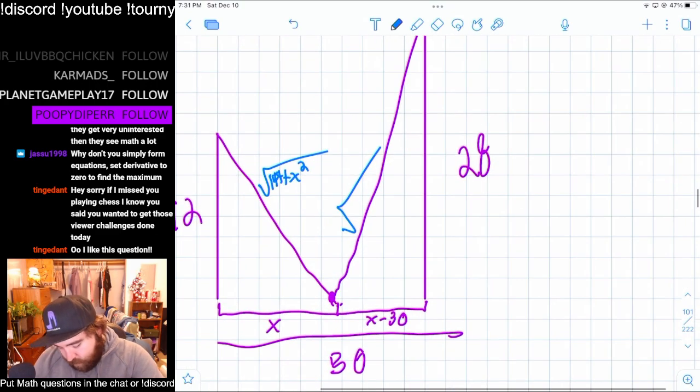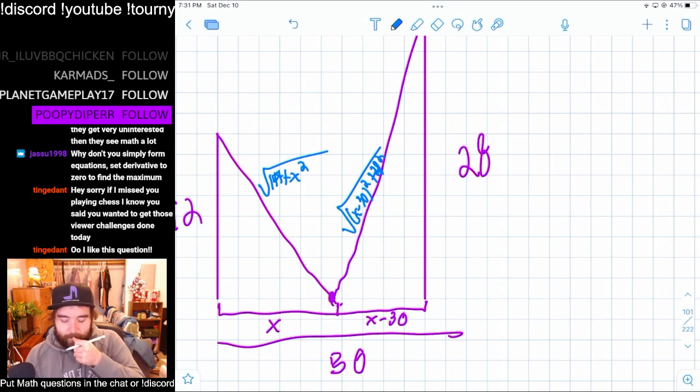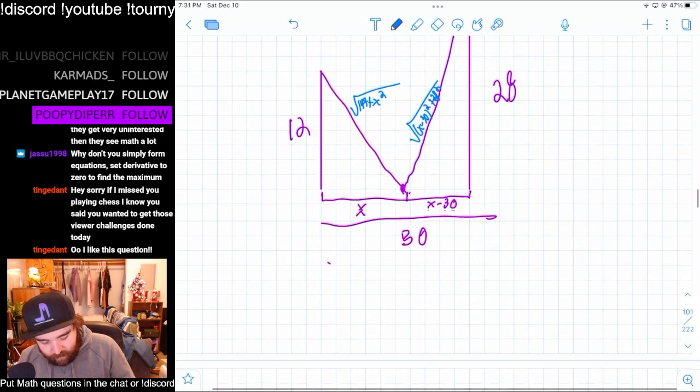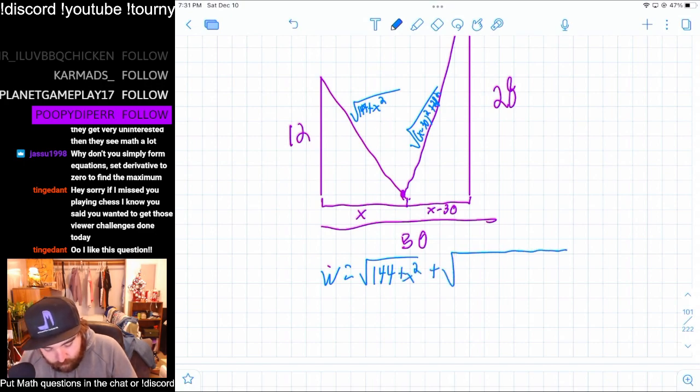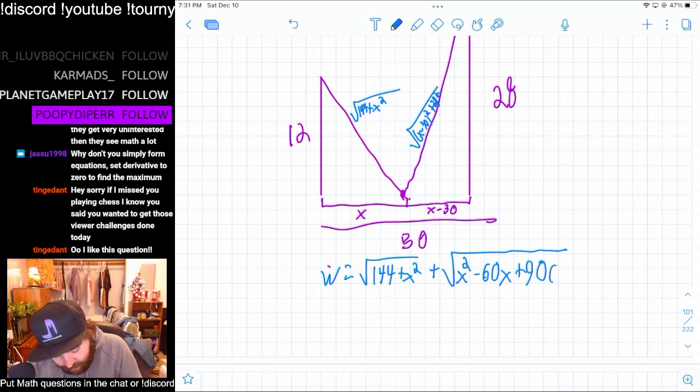This is the square root of x minus 30 squared plus 28 squared. Wow, okay. I mean, that gets us our equation. So that means the length of the entire wire is the square root of 144 plus x squared plus the square root of x squared minus 60x plus 900 plus 28 squared. Let's see.